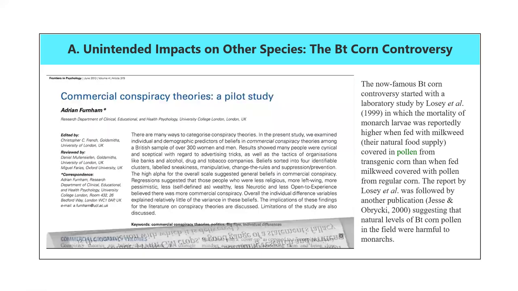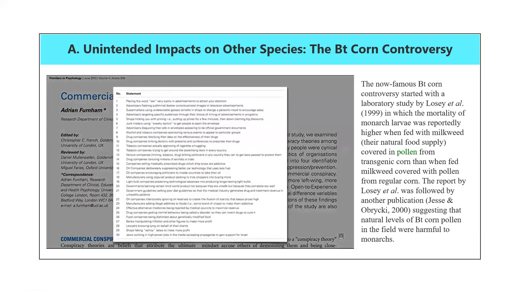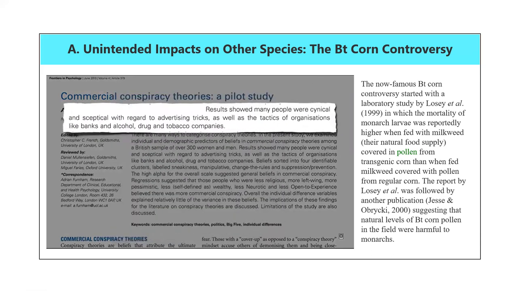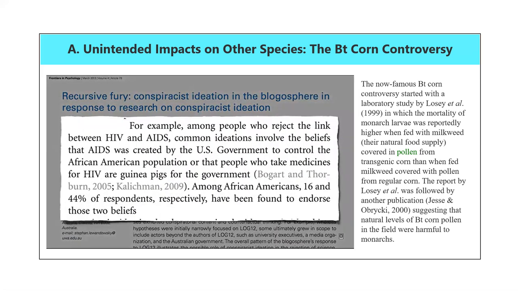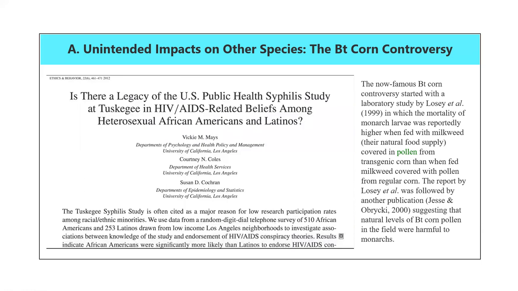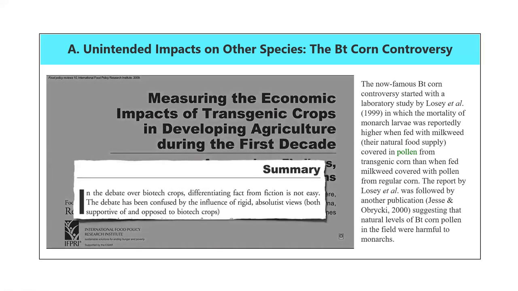In fact, one item in a psychological test of belief in conspiracy theories asked people if they believe food companies would have the audacity of being dishonest about genetically modified food. The study concluded that many people were cynical and skeptical with regard to advertising tricks, as well as the tactics of organizations like banks and alcohol, drug, and tobacco companies. That doesn't sound like conspiracy theory, that sounds like doing business. Minorities are blamed for conspiracist ideation, for crackpot theories about AIDS, but we must remember there is a long legacy of scientific misconduct. Throw in a multi-billion dollar industry, and one can imagine how hard it is to get to the truth of the matter about GMOs.